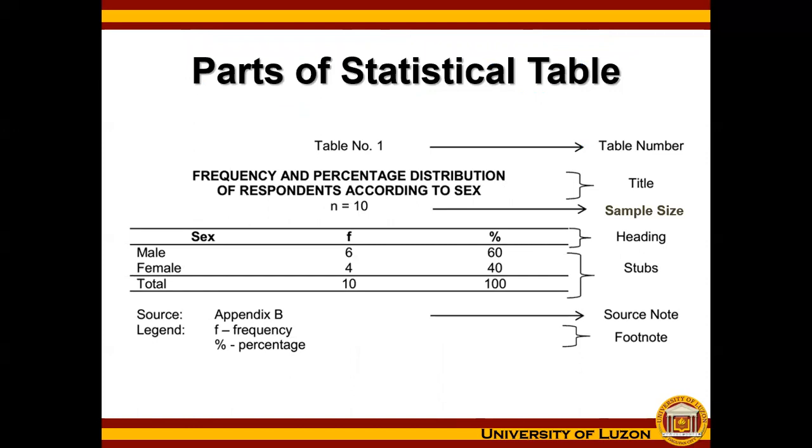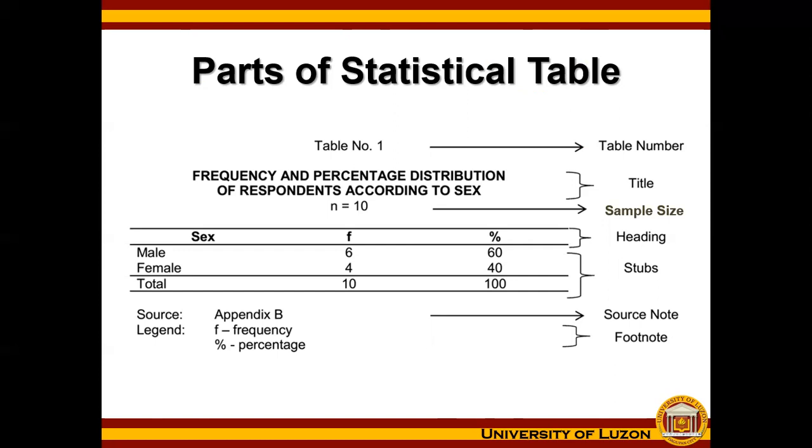Here is an example of a statistical table. In fact, this slide would indicate the different parts of a statistical table. Always remember that if by requirement of your research study, you will be asked to prepare a table, it will appear pretty much like this. So a statistical table has the following parts. We begin at the topmost part. So we have the table number followed by the title.